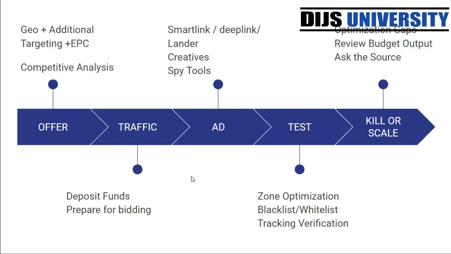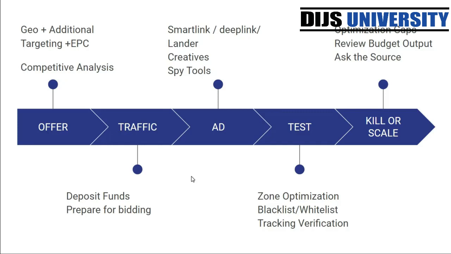And then also we're going to test everything in this campaign, including optimization, and we're going to talk about what's called zone optimization, blacklist and whitelist. And we also want to make sure your tracking is set up correctly, otherwise this will all be a waste of time. And then at the very end, we'll see if we want to optimize this entire campaign.